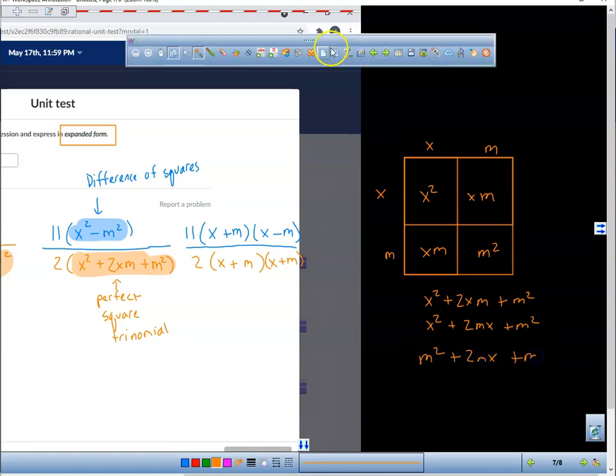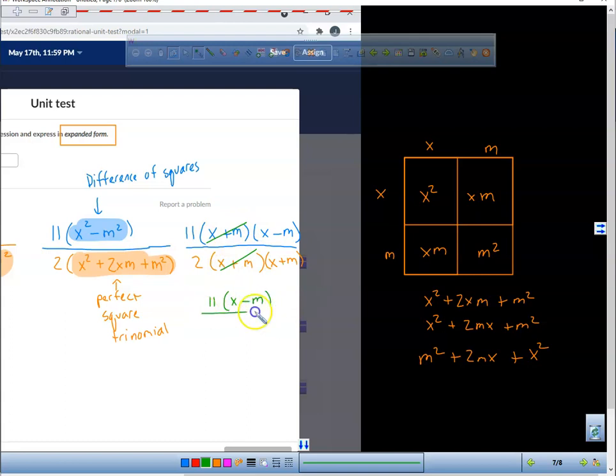These all mean the same. They all mean the same thing. Okay, because they're all being what? Just added together. But right now, let's take a look at this. What can I cancel out? The x plus m and the other x plus m. So what do I have left? I have an 11 times an x minus m, and I have a 2 times an x plus m.